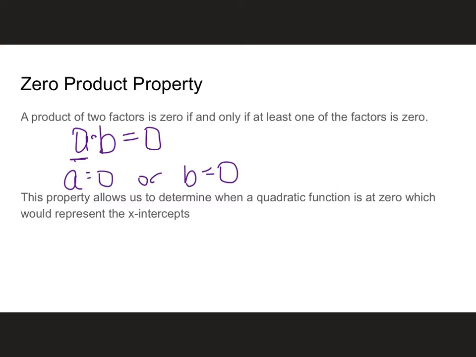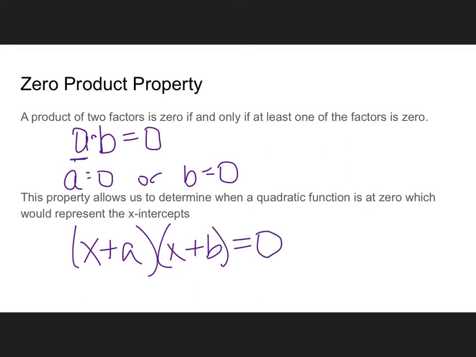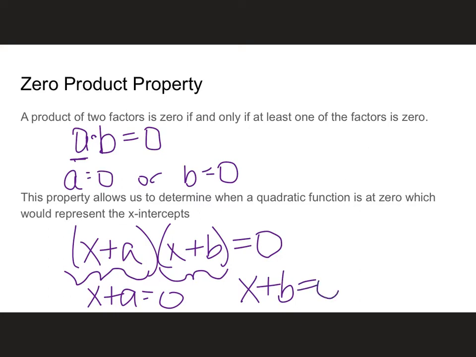Now, this is going to allow us to solve quadratic functions because we're going to be looking for when the whole function is at 0 or when y is 0. If you think about having two binomials, let's say x plus a and x plus b, if that's equal to 0, then we would know that either this first factor is equal to 0 or this second factor is equal to 0. So we're going to use this zero product property to help us determine the values of x that make the equation zero out.